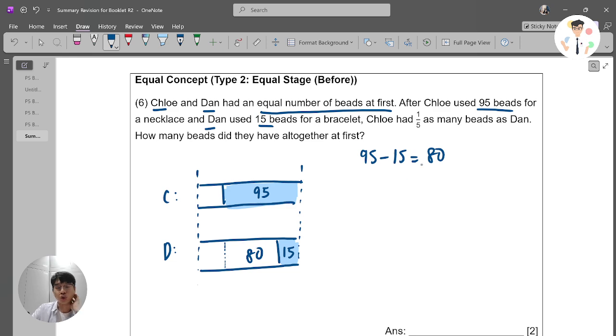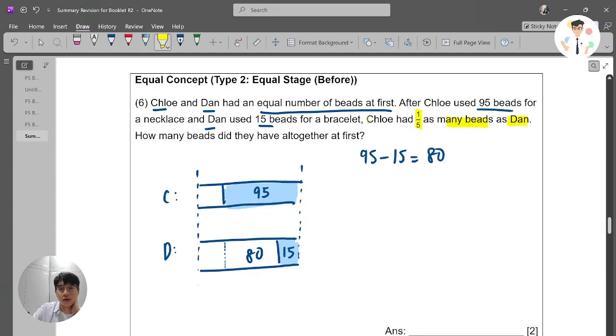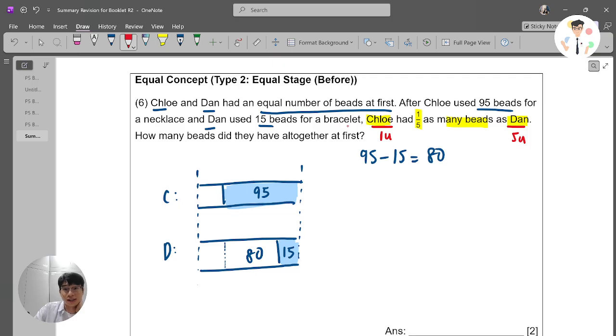Now, the next thing that you should notice here is I'm given this fraction. It says what? Chloe had 1 out of 5 as many bits as Dan. So it means that Chloe has 1 unit, Dan has 5 units. So this is what happened at the end. So this is 1 unit. And I know this whole thing here is 5 units. Now, what you should notice is if here is 1 unit, here is supposed to be 1 unit. And if the whole thing here is 5 units, here is 1 unit, here are supposed to be 4 units.